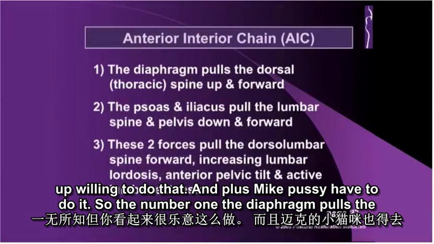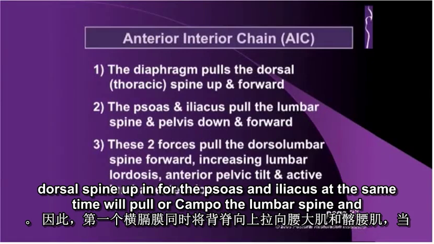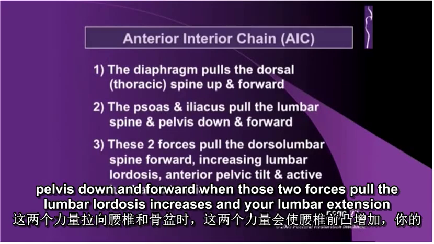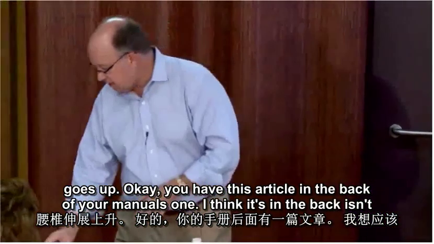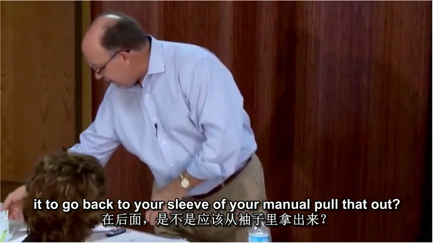So number one, the diaphragm pulls the dorsal spine up and forward. The psoas and the iliacus at the same time will pull or can pull the lumbar spine and pelvis down and forward. When those two forces pull, the lumbar lordosis increases and your lumbar extension goes up. Okay? You have this article in the back of your manual. If you go back to the sleeve of your manual, you want to pull that out.